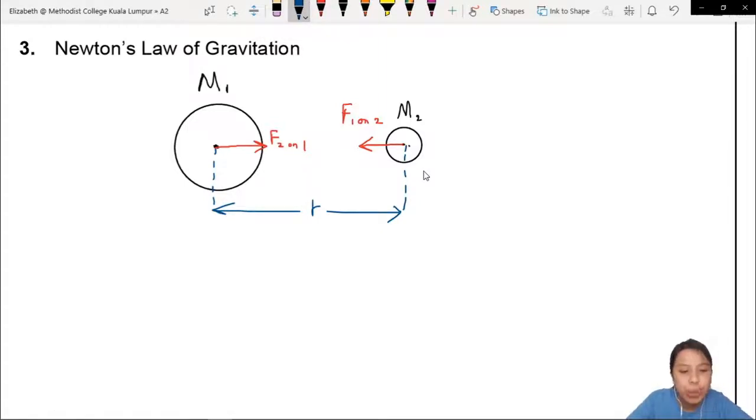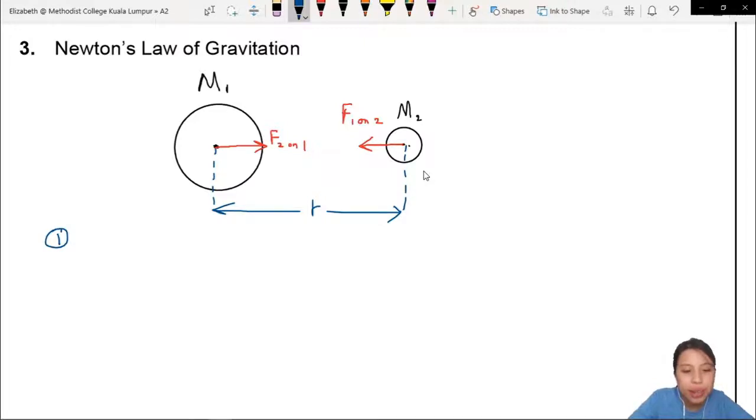But we need to come up with an equation, right? Because physics, equations. But before that, let's write out some facts about these things here. The first fact, fact number 1. I'll use blue color. You see these two red arrows, right? This looks familiar. F2 on 1, F1 on 2. Where have we seen this before?